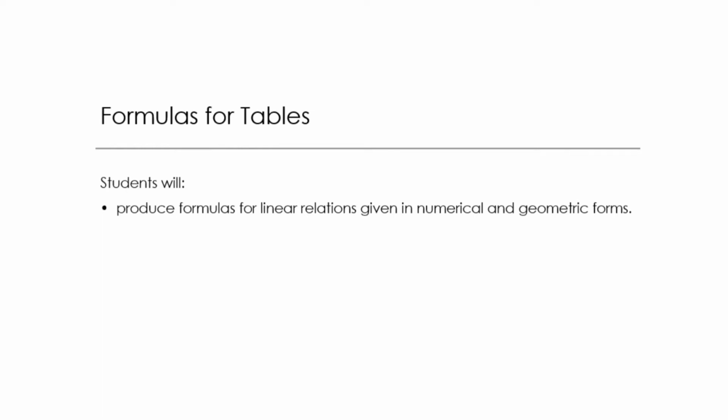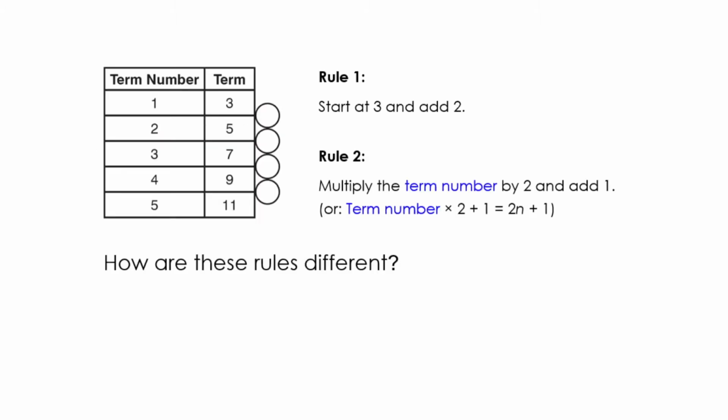Today's lesson is formulas for tables. It is the final lesson of our algebra unit. So let's get started. Here's a t-chart with our variables in it. And it says here rules start at 3 and then add 2. So you do the plus 2 here, plus 2, plus 2.